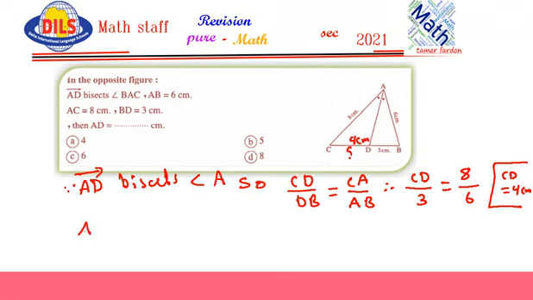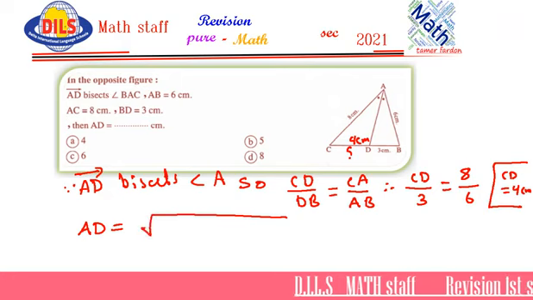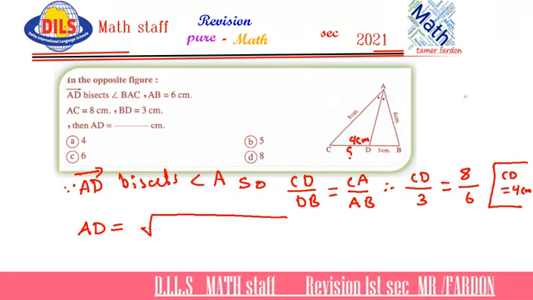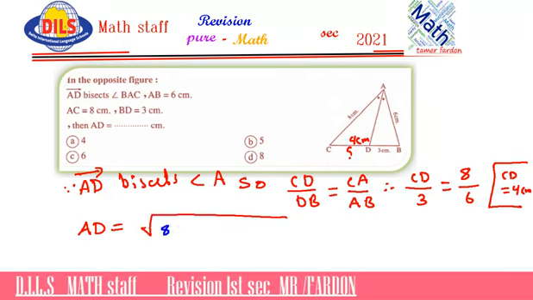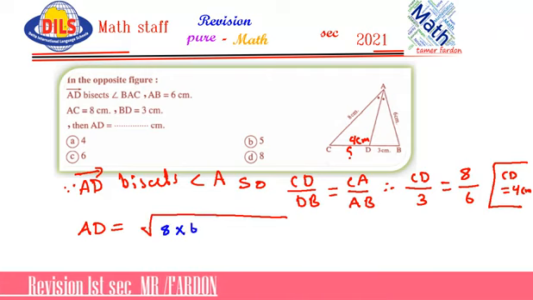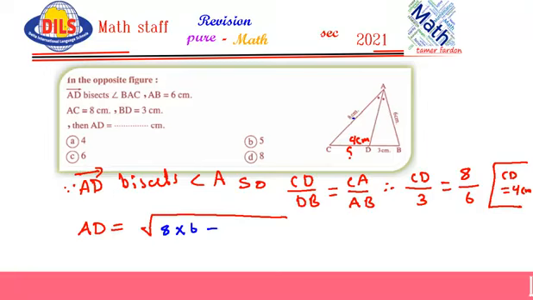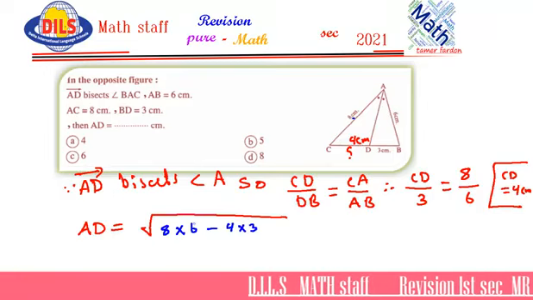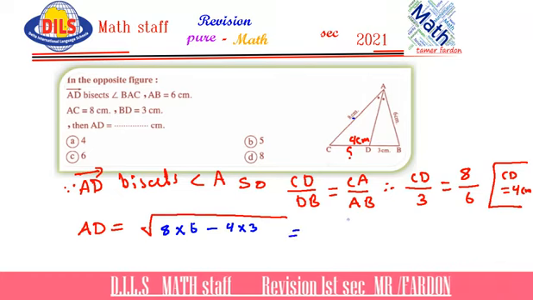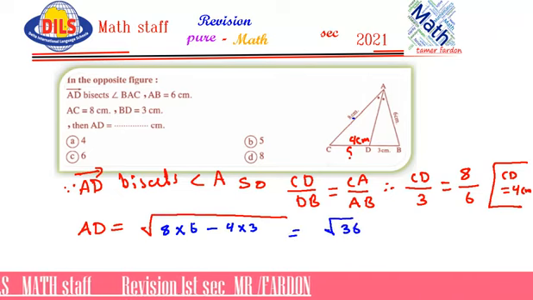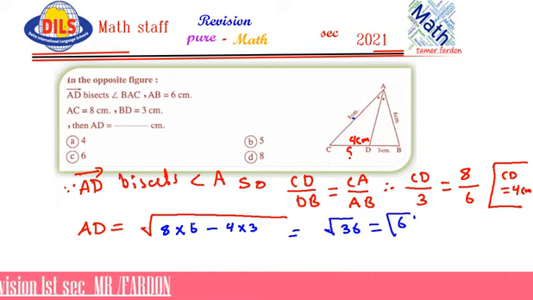To find the length of AD, we know that AD equals square root of 8 times 6 minus 4 times 3. We get square root 36, which equals 6. So the correct answer is C.